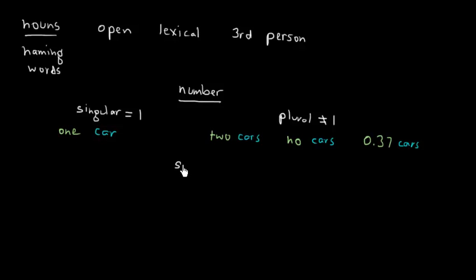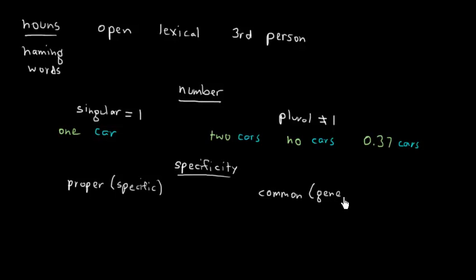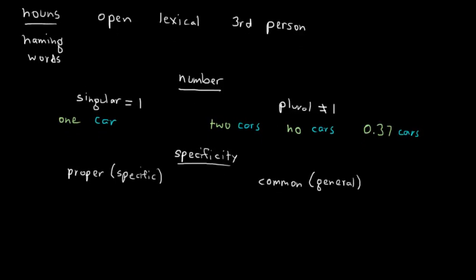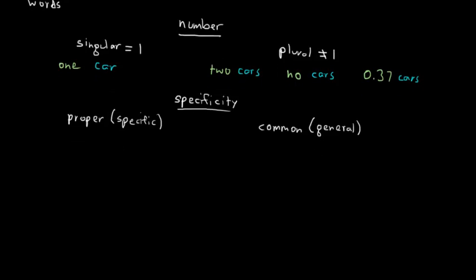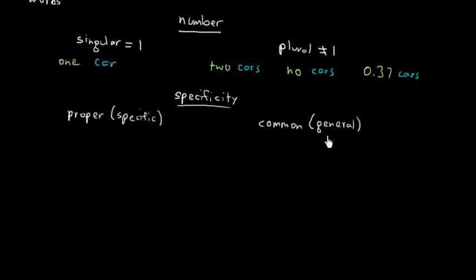Okay, now specificity. Okay, this one sounds harder than it really is. We talk about having proper nouns, which name specific things, and common nouns, which name general things. And every noun is either proper or common, just like every noun is either singular or plural. Okay, at least in English. In some languages, they actually have what's called a dual. So two cars would actually have a different ending than three cars or four cars or five cars.